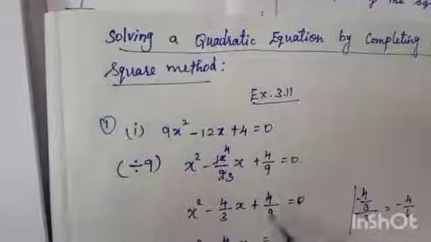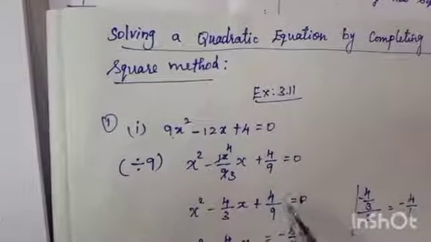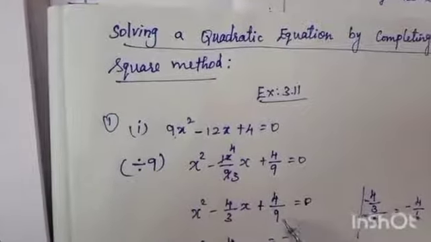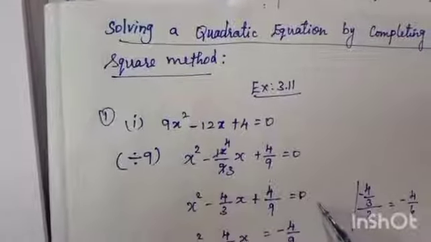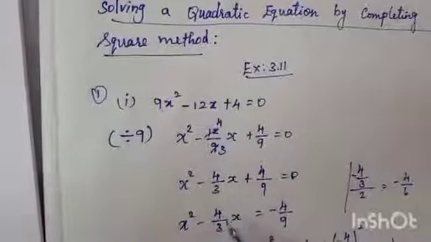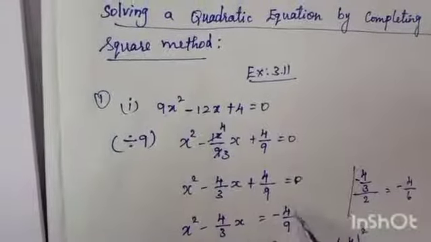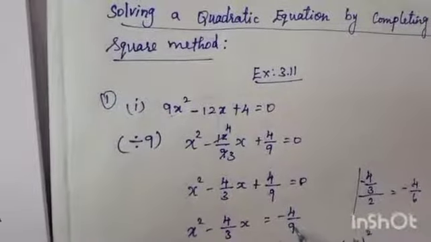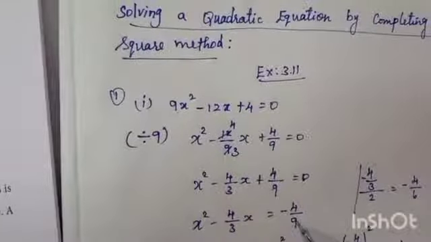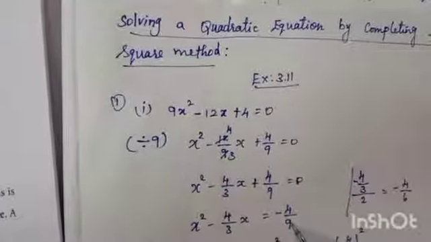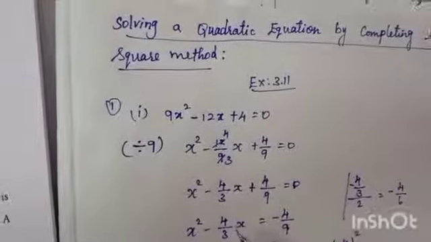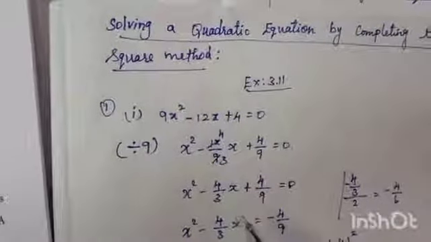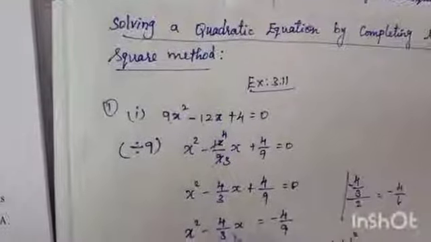We will shift the constant term to the right hand side. Which is the constant term? 4/9. So this 4/9 you have to transpose to the right hand side. So that is x² - 4/3 x = -4/9. Second step completed. Next, third step, we have to add the square of half of the coefficient of x.